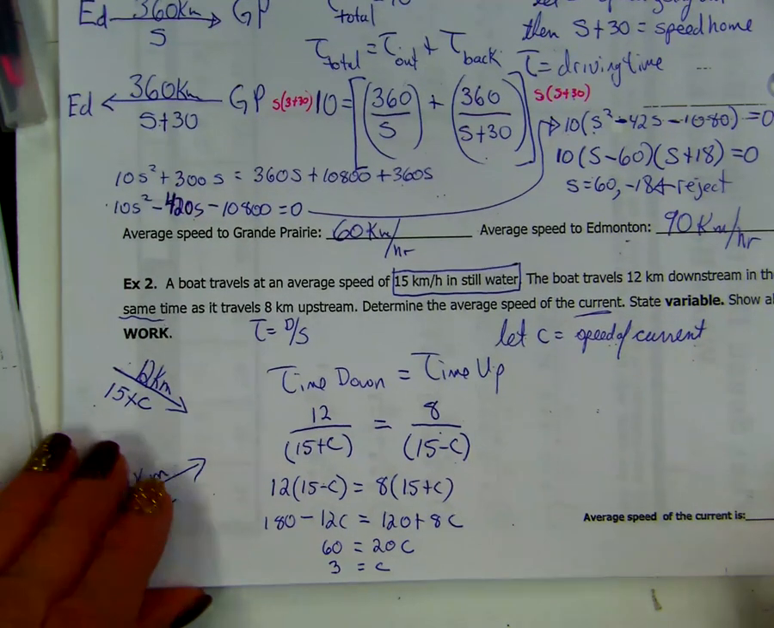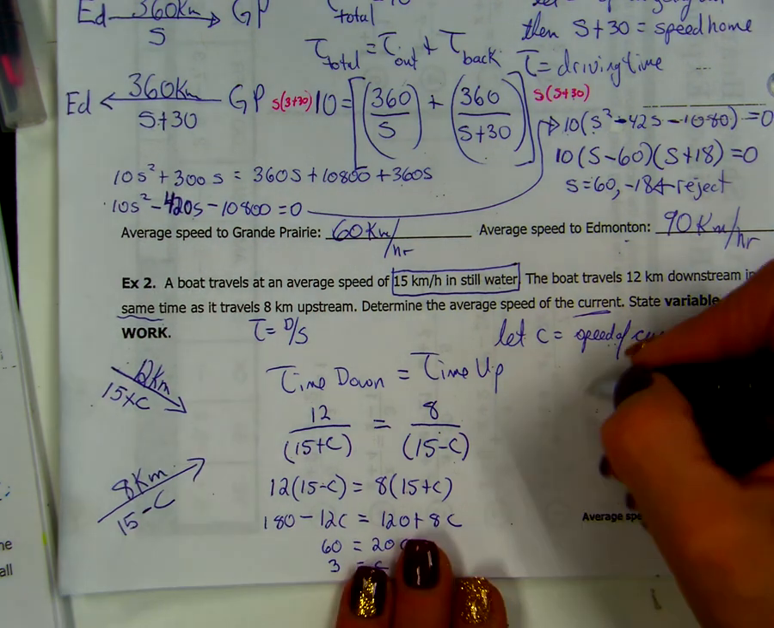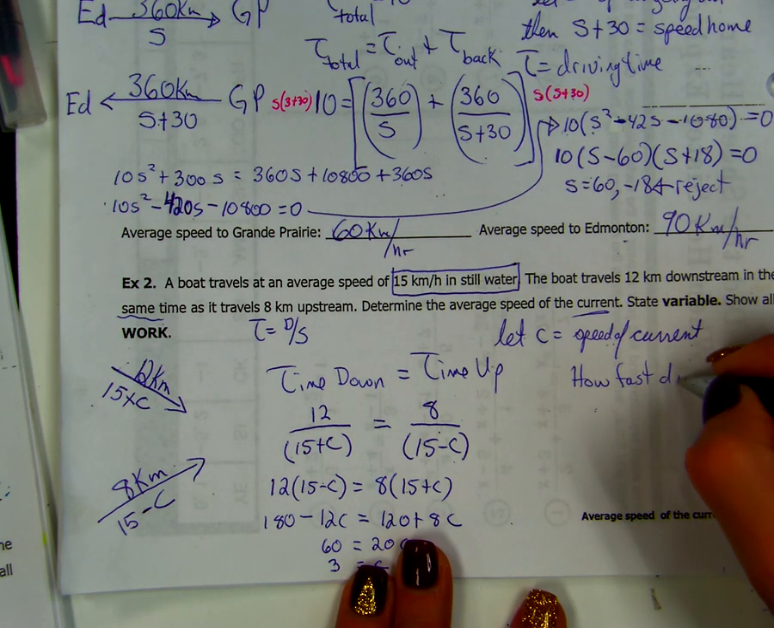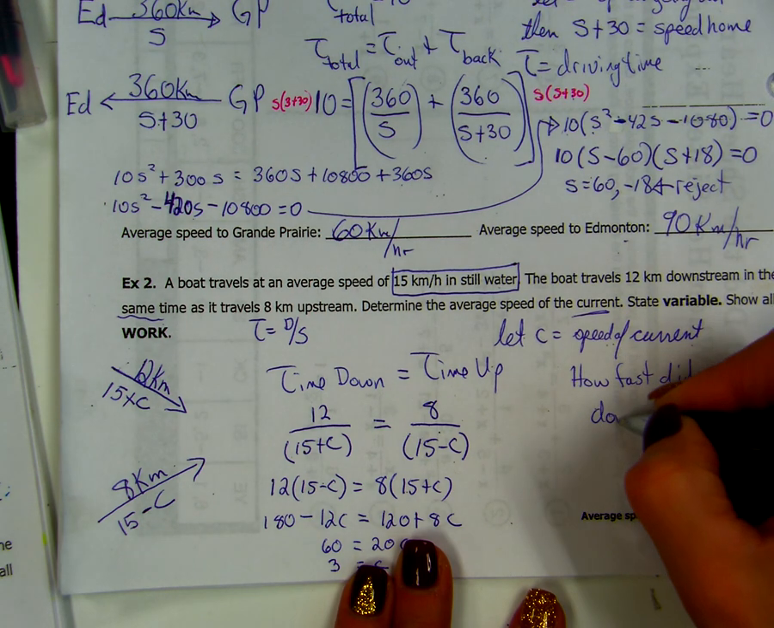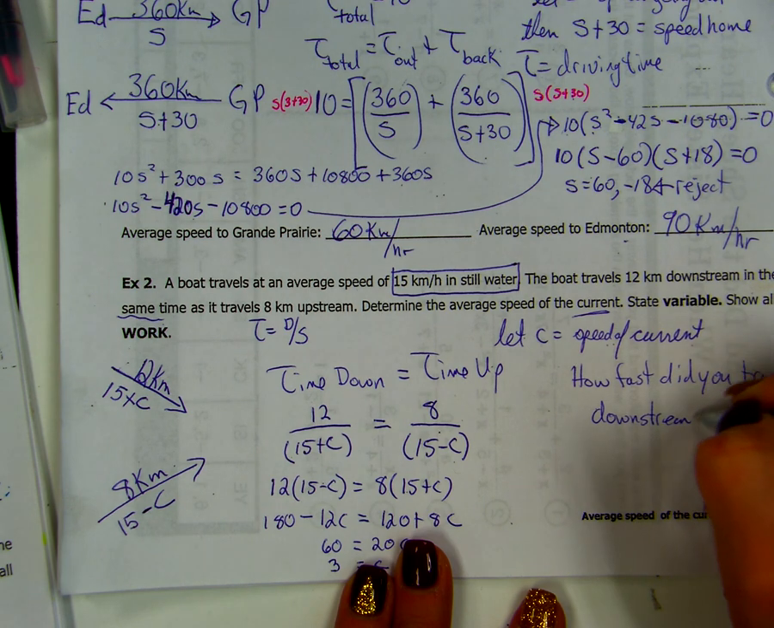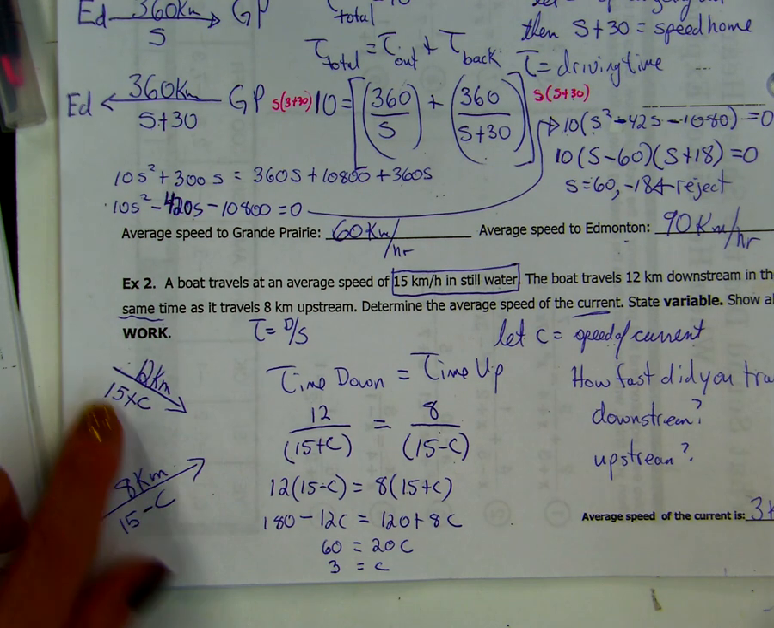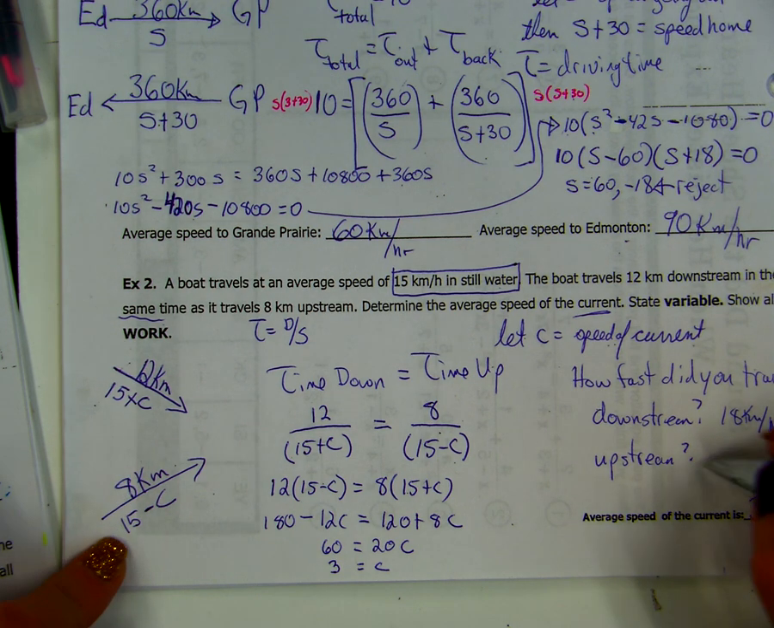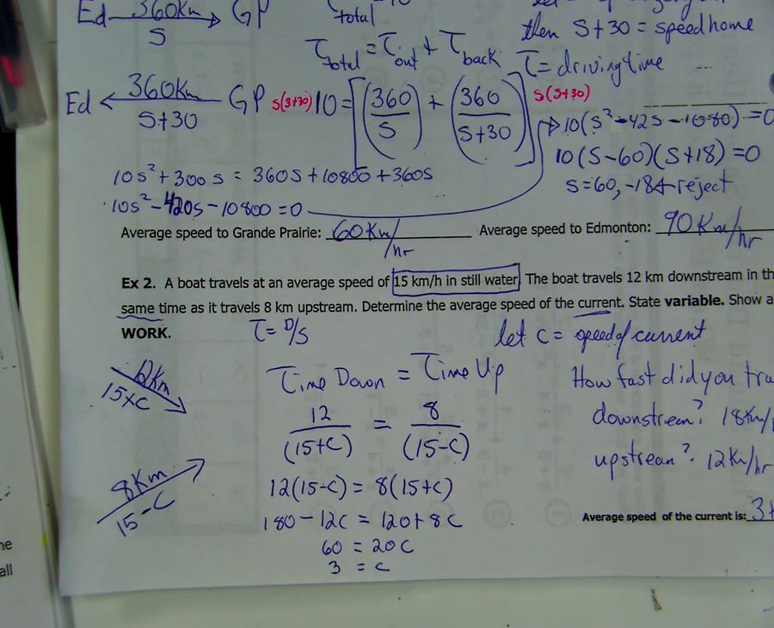Y'all getting 3? So the speed of the current is 3 kilometers per hour. Got a question for you. How fast did you travel downstream? What about upstream? So going down, I guess you're going 18 kilometers per hour. And coming up, 15 minus 3, you're going 12 kilometers per hour, which means you didn't get as far.